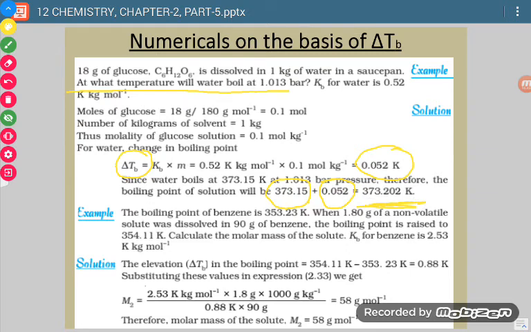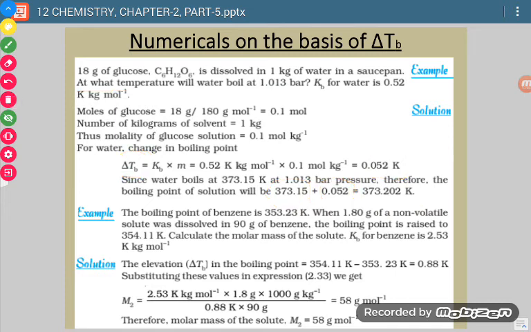So this is to be remembered. Two relations we will be dealing with: delta Tb is equal to Kbm, and another one, delta Tb is the elevation in boiling point, meaning the boiling point of solution is higher, so delta Tb is equal to Tb minus Tb naught. These two relations we will be using for solving the numericals.